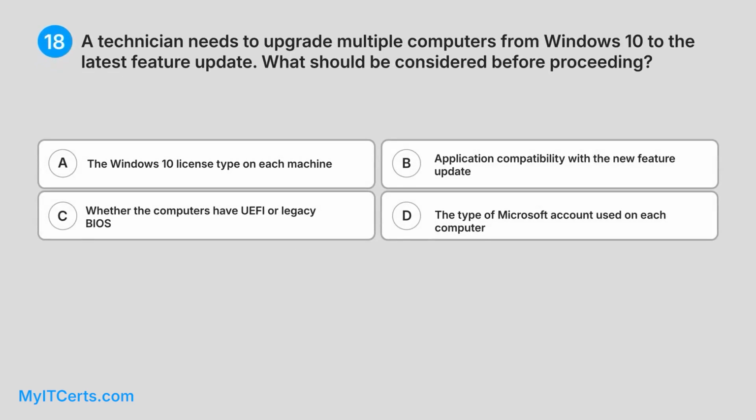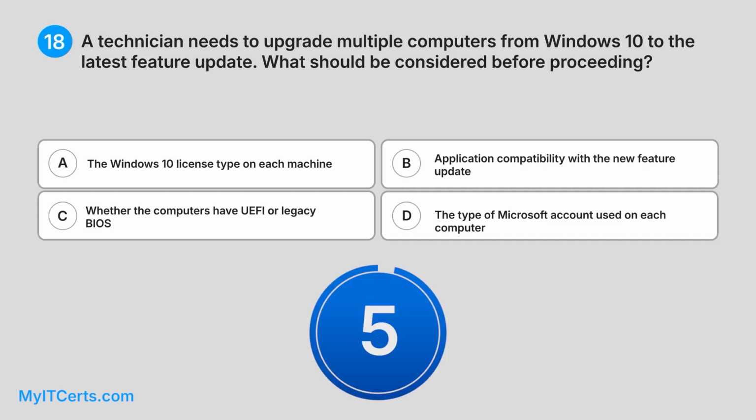18. A technician needs to upgrade multiple computers from Windows 10 to the latest feature update. What should be considered before proceeding? A. The Windows 10 license type on each machine. B. Application compatibility with the new feature update. C. Whether the computers have UEFI or legacy BIOS. D. The type of Microsoft account used on each computer. What do you think is the answer?